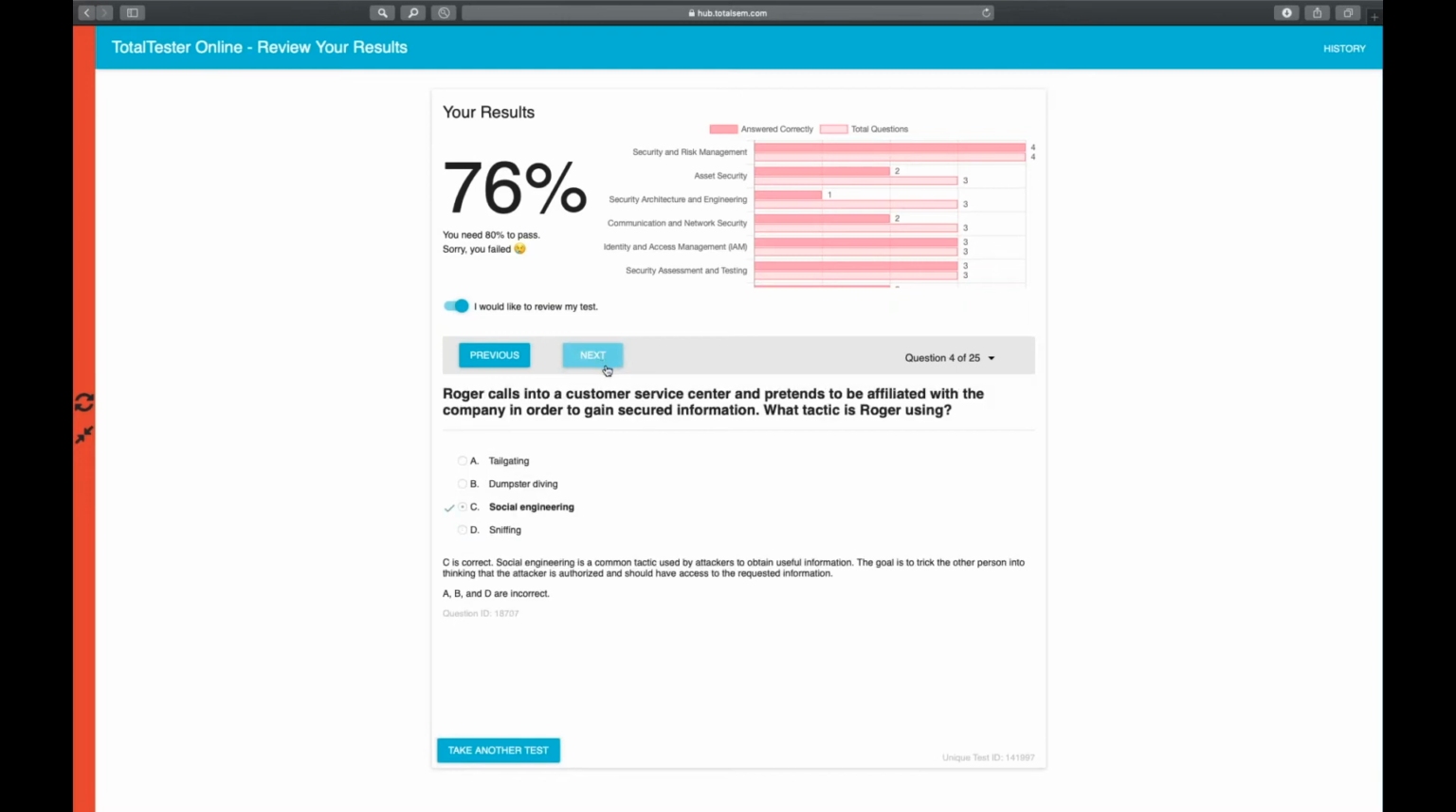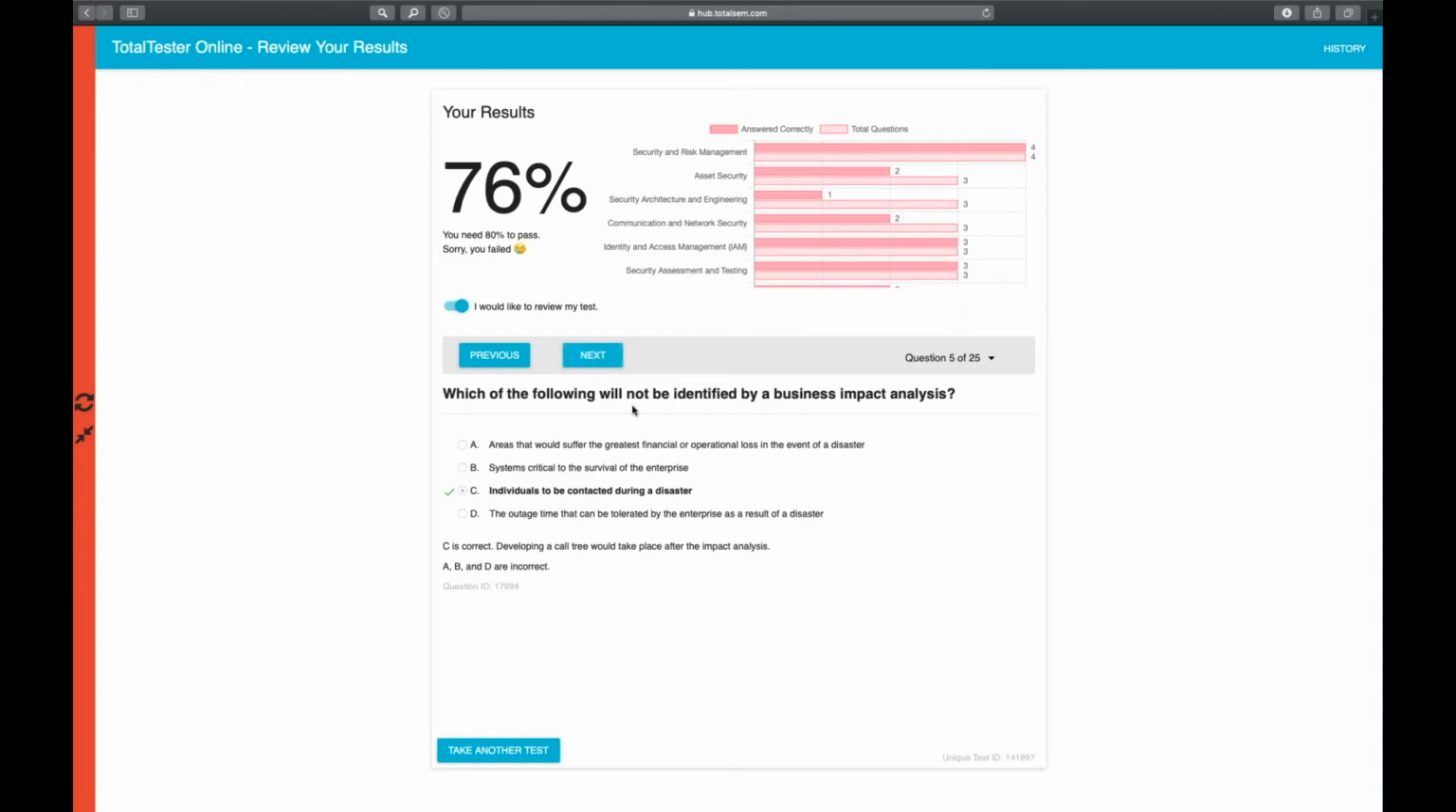Social engineering is a common tactic used by attackers to obtain useful information. Jedi mind trick. Individuals to be contacted during a disaster is not important for business impact analysis. Developing a call tree would take place after the impact analysis, after the BIA.